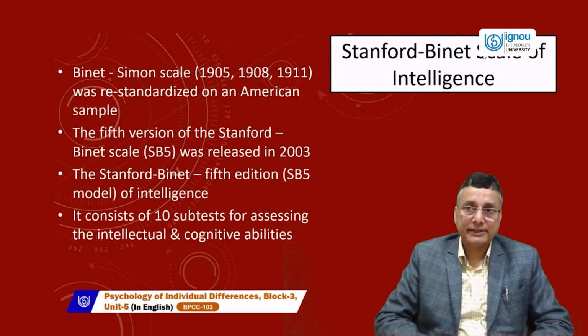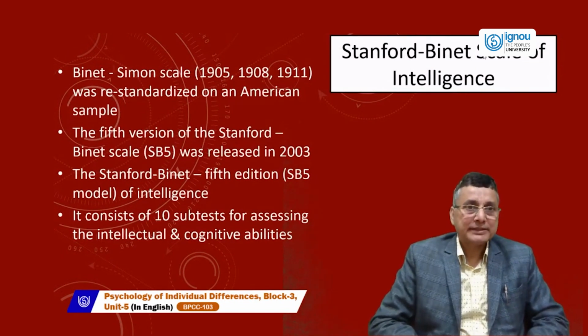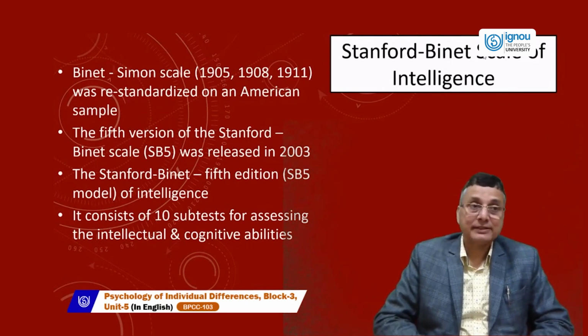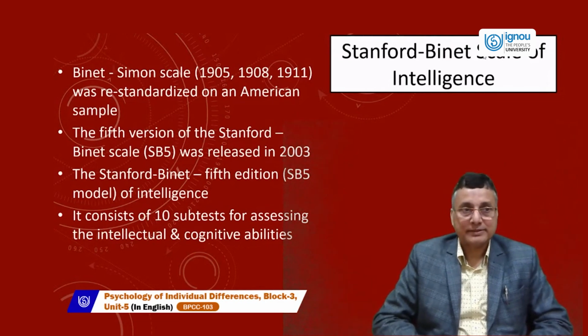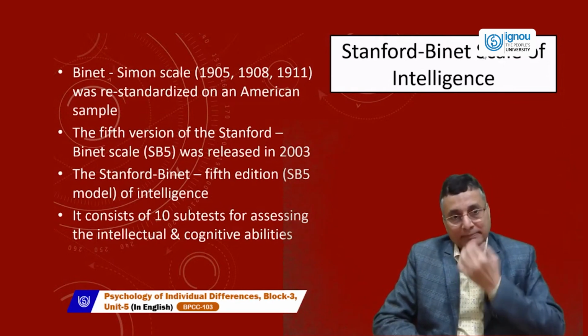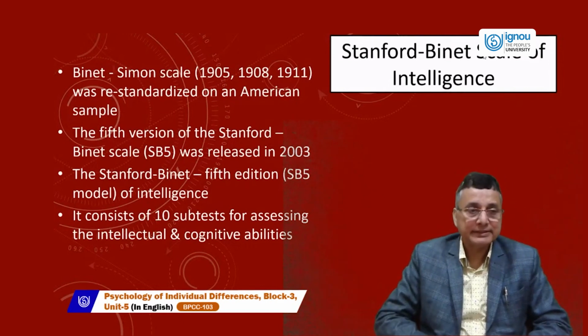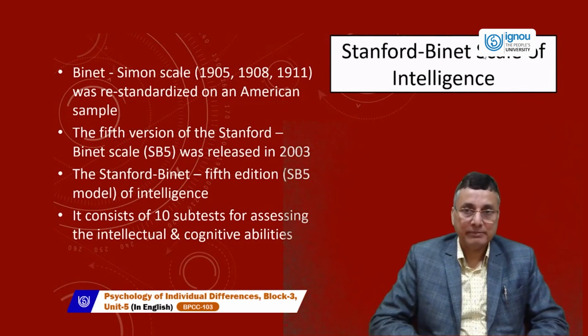So, the Stanford-Binet scale of intelligence. The Binet-Simon scale of 1905, 1908, and 1911 was re-standardized on an American sample. These tests were developed on a French sample, but later they were standardized on an American sample. The fifth version of the Stanford-Binet scale, SB5 as it was called, was released in 2003. The Stanford-Binet fifth edition consists of 10 subtests for assessing intellectual and cognitive abilities.